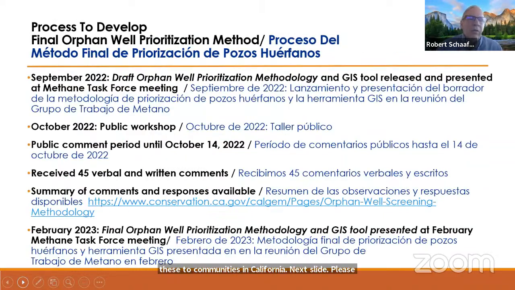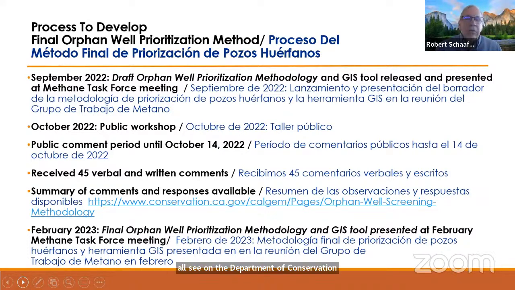So we've put together a well prioritization method. Last year, we released the draft prioritization methodology and presented it at a methane task force meeting. We had a public workshop and then we received public comments. We received 45 verbal and written comments, which you can all see on the Department of Conservation website.